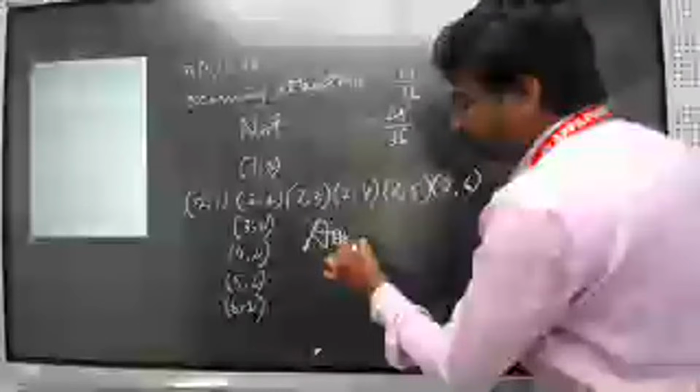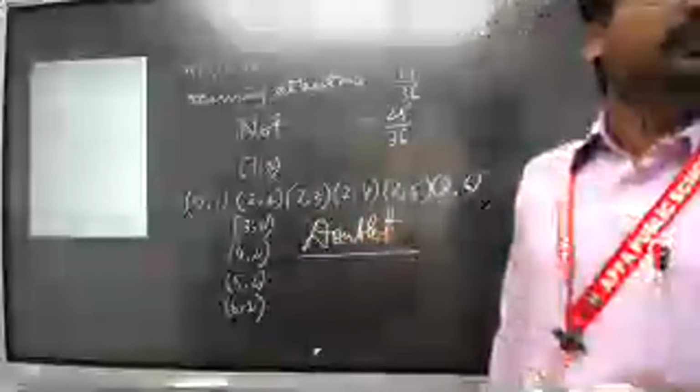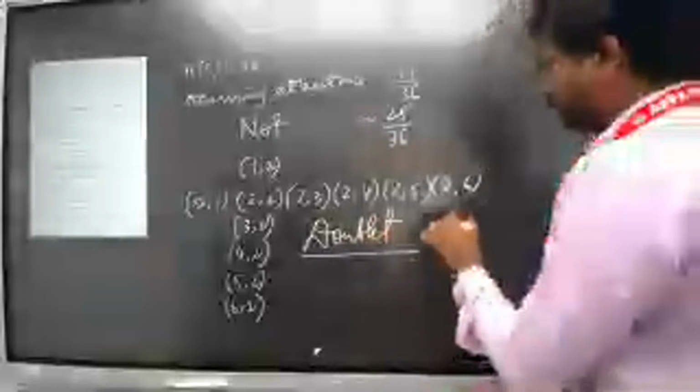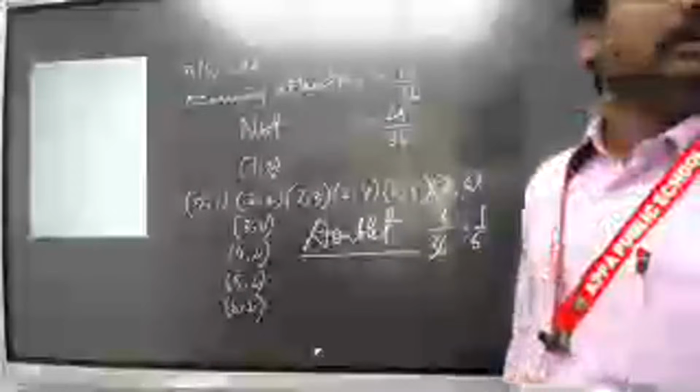What is the meaning of doublet? Same pairs: 1 1, 2 2, 3 3. It is 6 by 36, always 1 by 6.